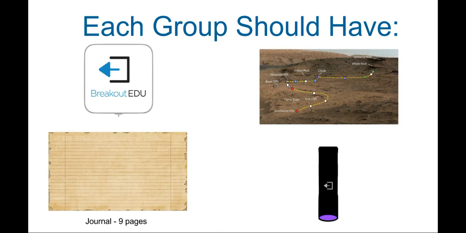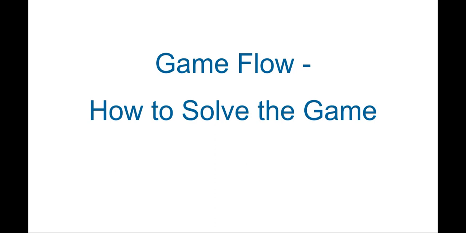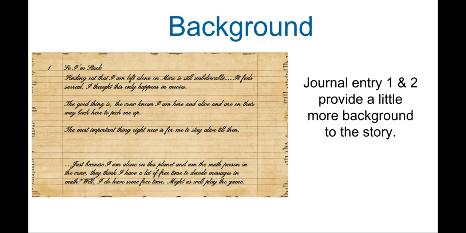Each group should have a large lockbox with locks on it, 9 pages of journal, the Mars map handout, and a UV flashlight. That's it for the setup of the game. The rest of the video will explain how to solve the game.